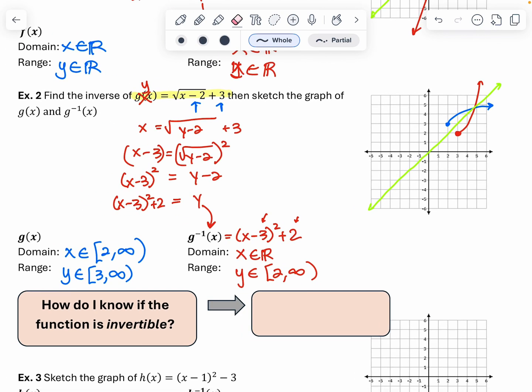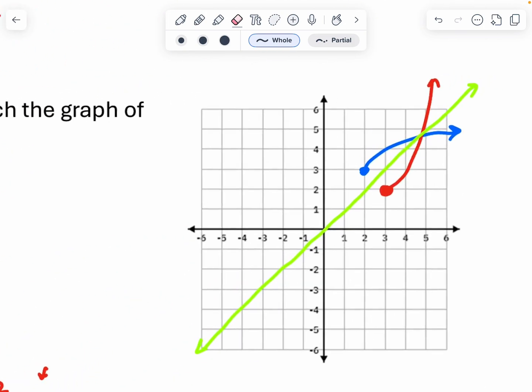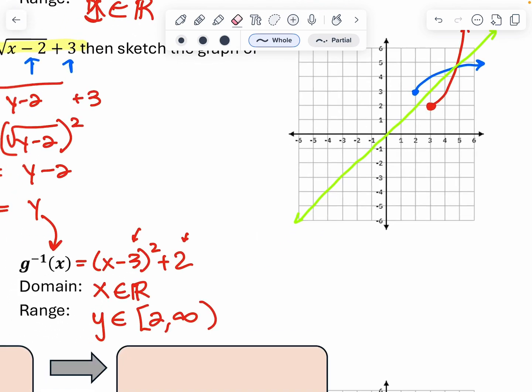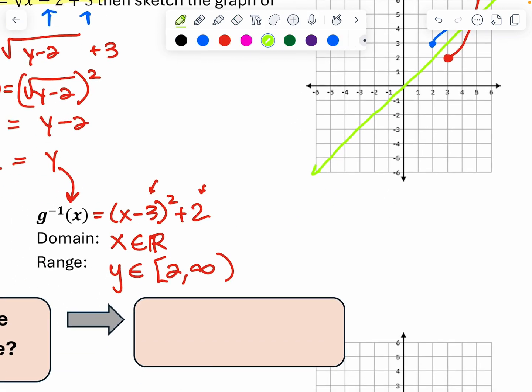But what we did is we changed our domain. Now this red graph, x can't be all real numbers. X can only be greater than 3. So I'm going to come back and I'm going to change this domain. Say, oops, nope, we're going to change this. X has to be greater than or equal to 3. And in interval notation, I would say 3 to infinity.